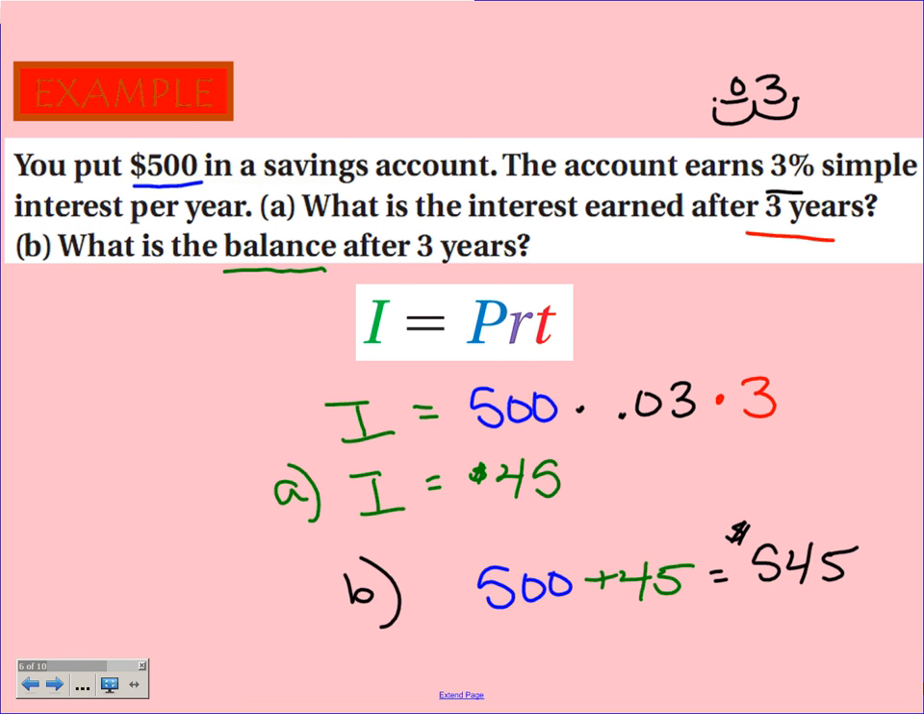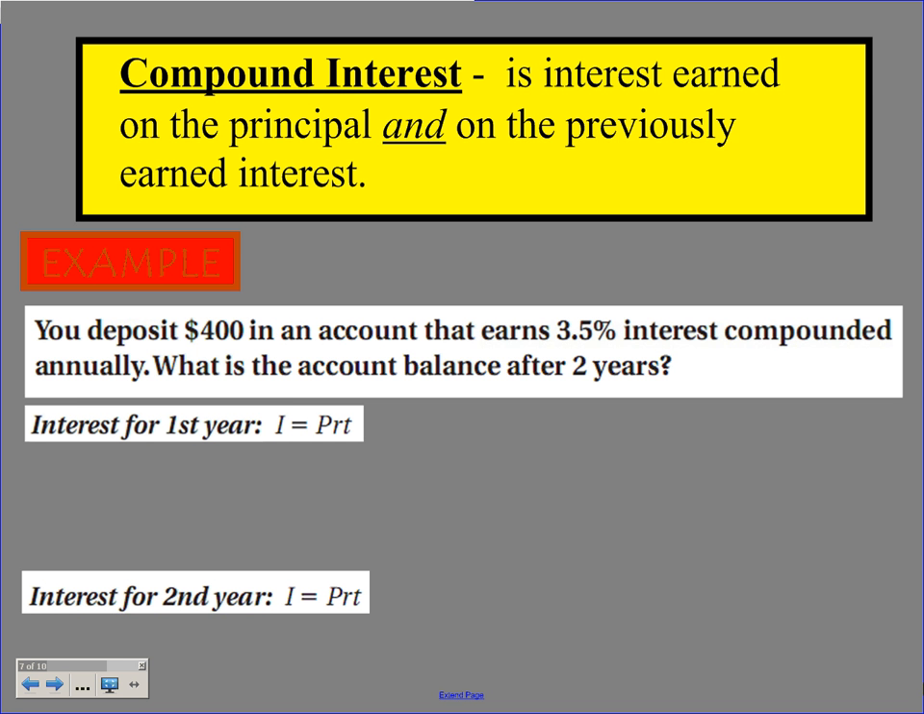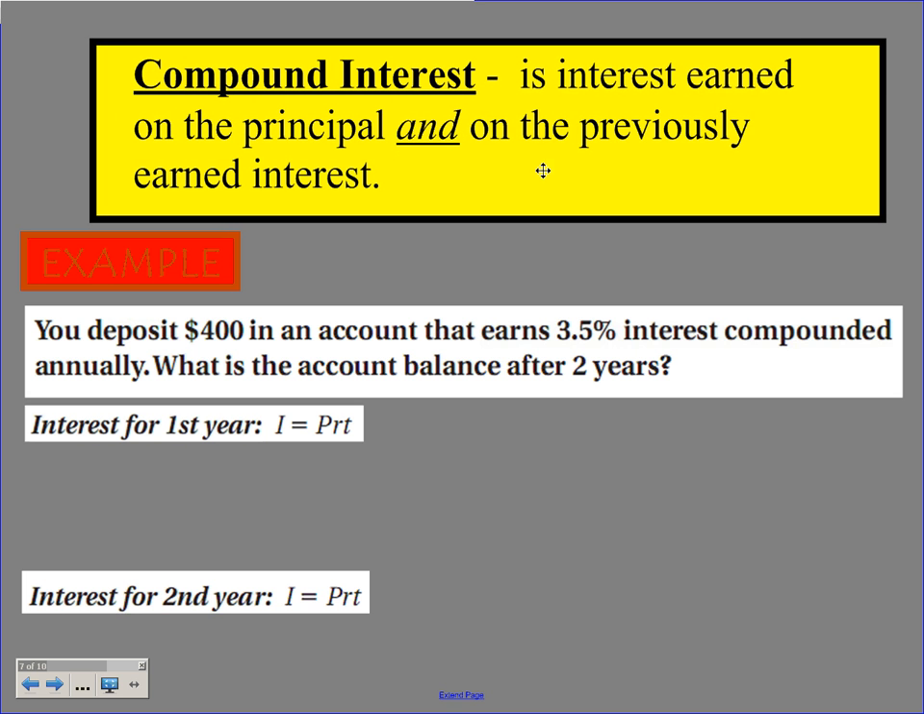We're also going to be figuring compound interest. So take your yellow pages out again. Compound interest is interest earned on the principal and on the previously earned interest. Again, if you need time to copy this down, pause the recording. Otherwise, we're going to start with our first one.